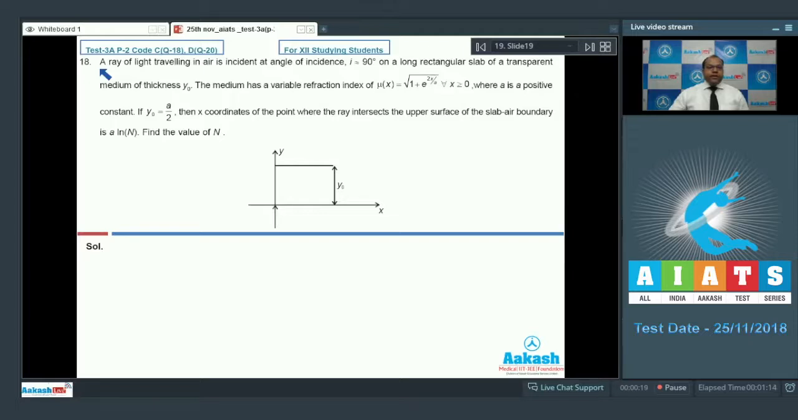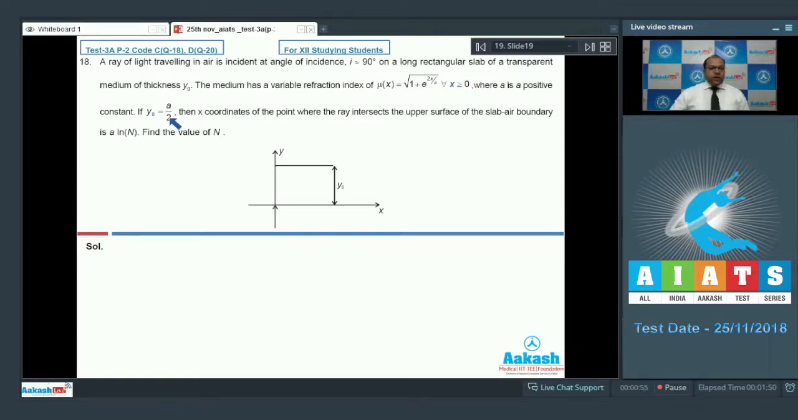So in question number 18, a ray of light traveling in air is incident at an angle of incidence i equal to 90 degrees on a long rectangular slab of a transparent medium of thickness y0. The medium has a variable refractive index which is given by under root 1 plus e raised to the power 2x by a, for all x greater than or equal to 0, where a is a positive constant.